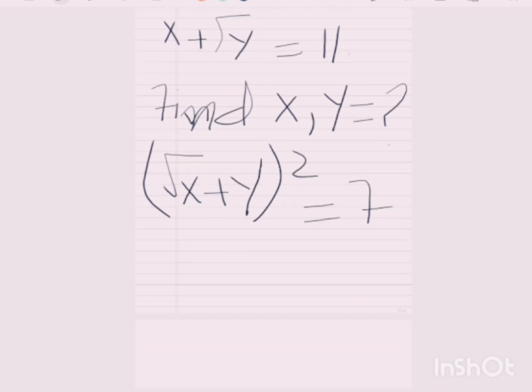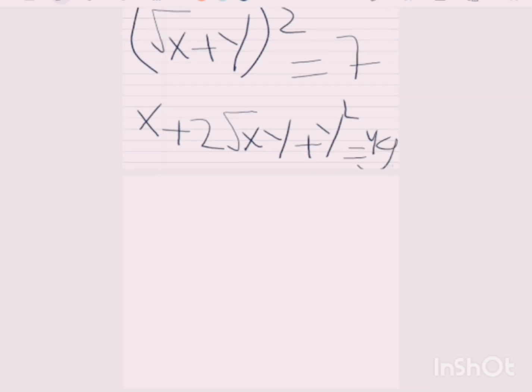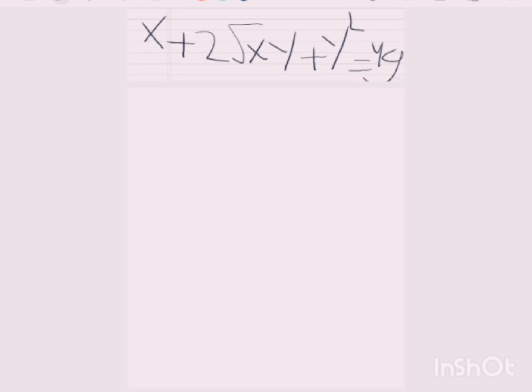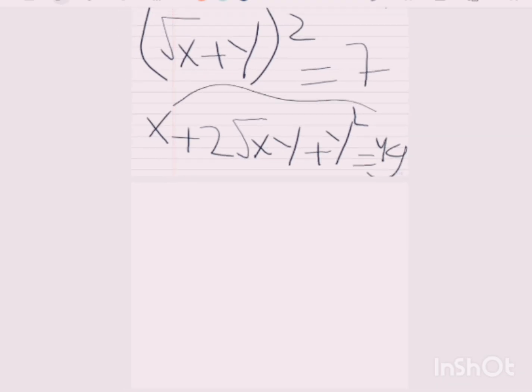Now here you can use the (a plus b) whole square identity, so you can easily get x plus 2 root xy plus y square equals 49. But what we are supposed to find is x and y, and in this problem, when squaring this expression, the root x y occurs in the 2ab term.